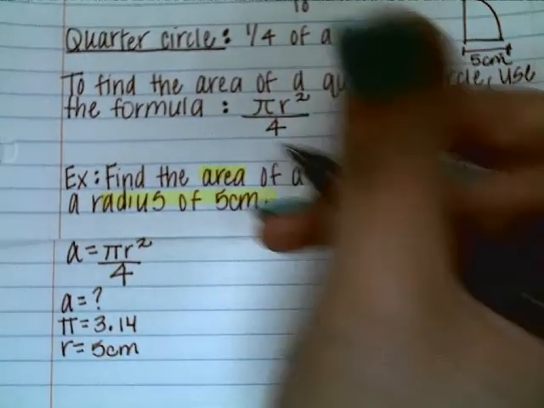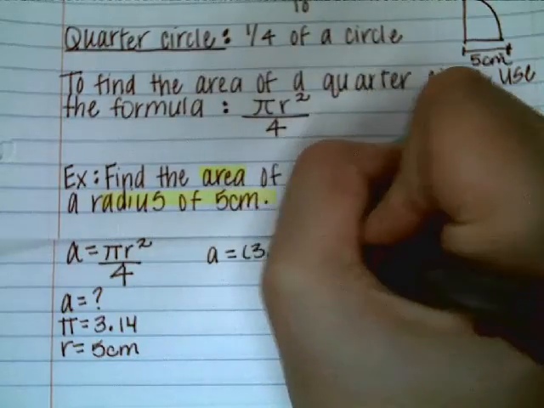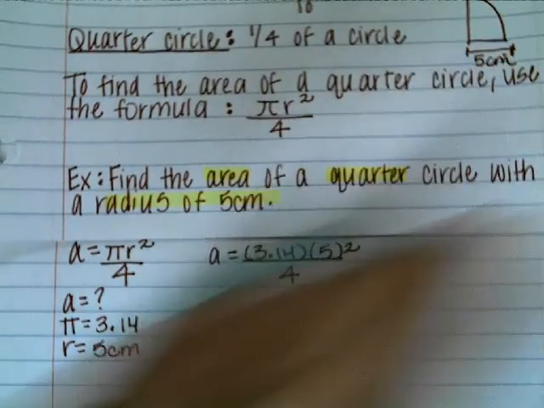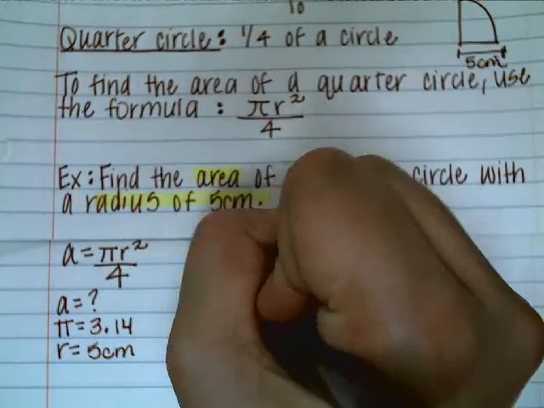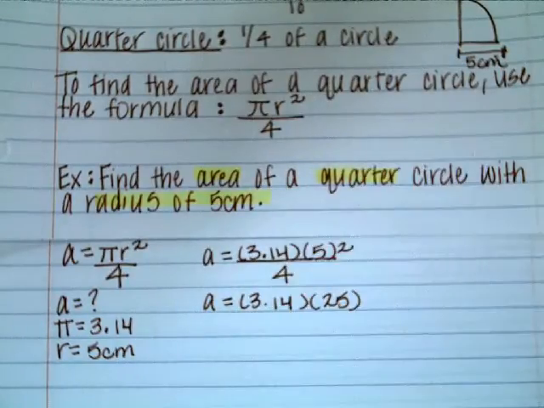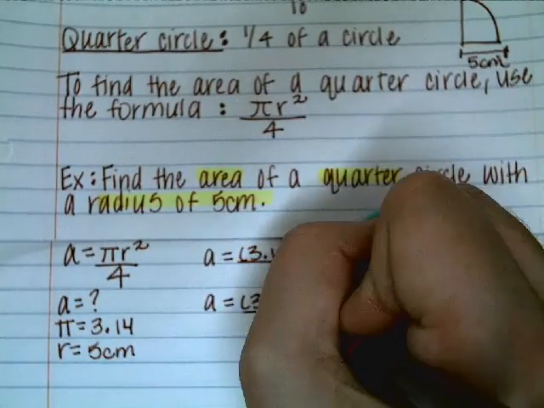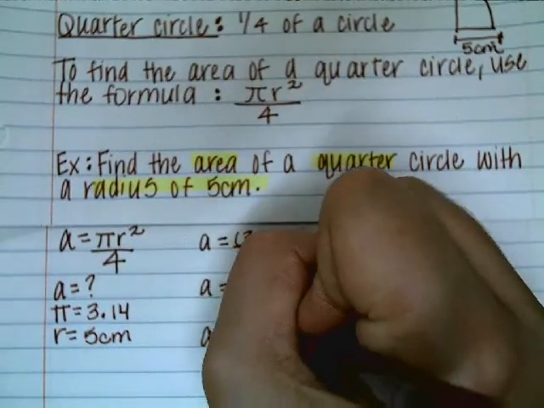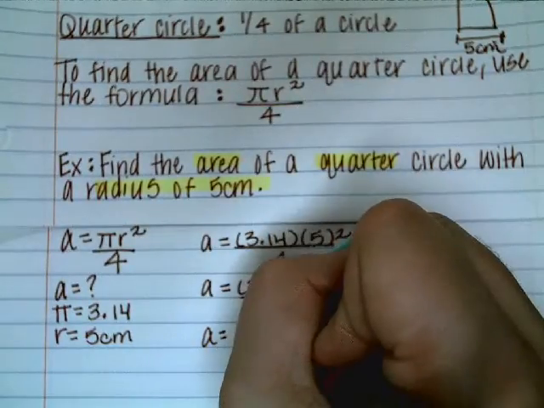Plug in what we know into our formula. So A equals 3.14 times 5 squared divided by 4, which is A equals 3.14 times 25. And if you look at our above example, these are the same numbers. So we already know what 3.14 times 25 is. A equals 78.50. This time we're going to divide it by 4.